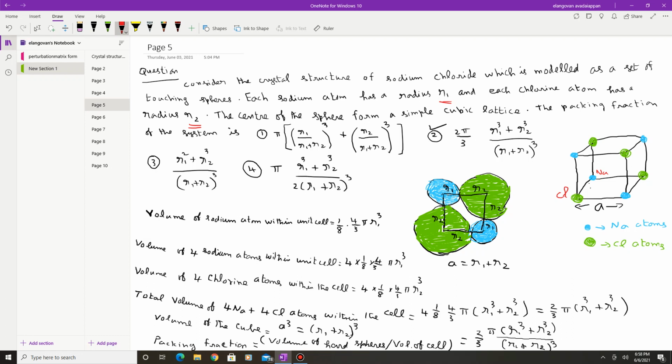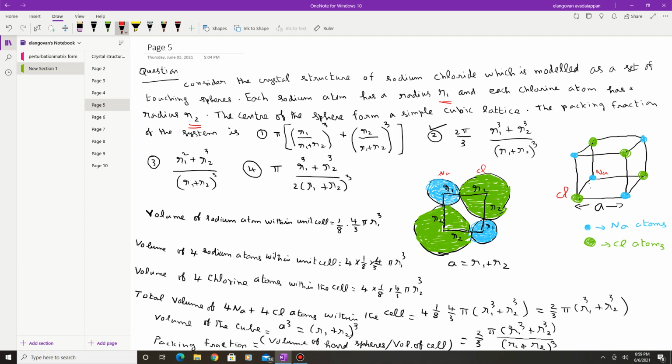So here this is the sodium atom and this is the chlorine atom. If R1 is the radius of sodium and R2 is the radius of chlorine, all the atoms touch each other in the closely packed arrangement. So this radius of the sodium atom is R1, and the radius of the chlorine atom is R2. So it is arranged like this.